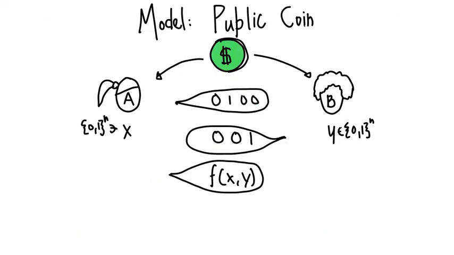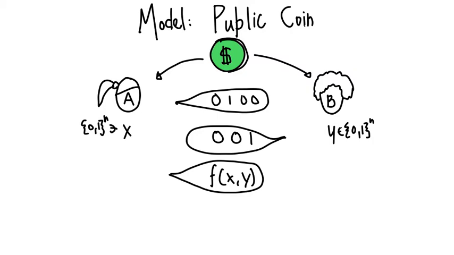Another model, which is frequently considered in the literature, is the so-called public coin model. Here, Alice and Bob can see some unbiased, uniformly random bit string in the sky that's not counted towards their communication. So they see this random string and then they want to run some protocol given this randomness.